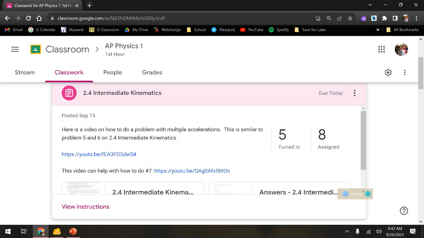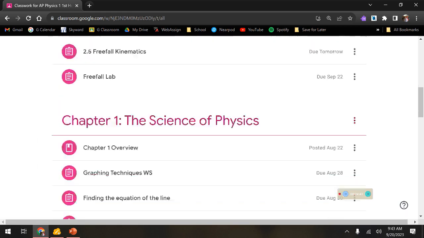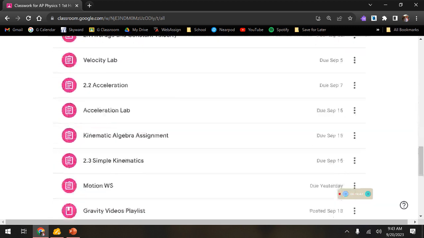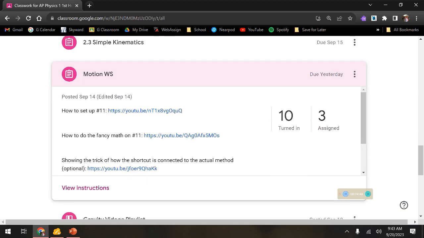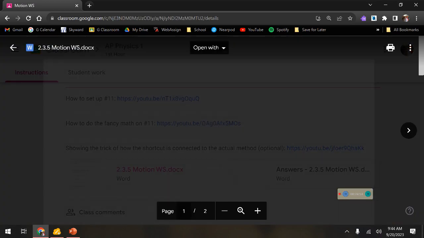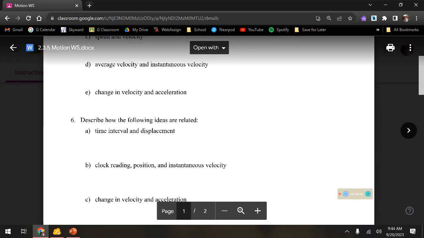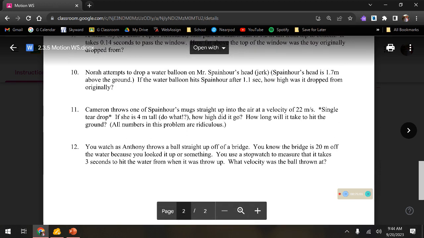I want to give one more thing. I know it wasn't on this problem, but I did want to talk about it because it's particularly helpful with today's. Looking back quickly at the motion worksheet, because I saw a handful of people skip over it. Number 11, okay, Cameron throwing one of Spainhour's mugs up in the air at 22 meters per second. How high did it go? This, of course, is utterly similar to just number 1 on the falling worksheet.